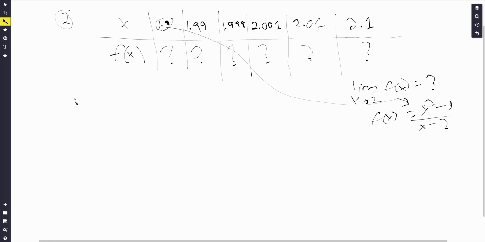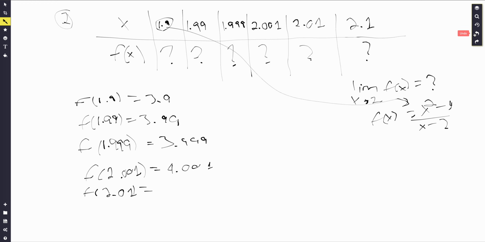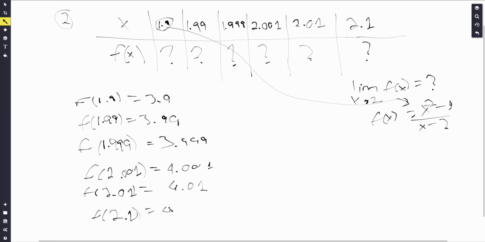I already did the calculator math, so I'm just going to write out the numbers. f of 1.9 is equal to 3.9, and then f of 1.99 is equal to 3.99, and then f of 1.999 is equal to 3.999, and then f of 2.001 is equal to 4.001, and then f of 2.01 is equal to 4.01, and then f of 2.1 is equal to 4.1.